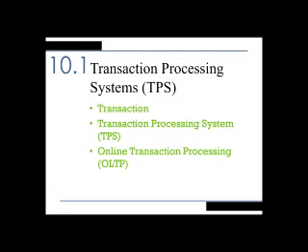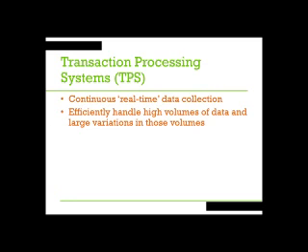So the first thing is transaction processing systems, abbreviated TPS. It's really very simple. You have a transaction, the system processes it, and sometimes you'll see the term OLTP, for online transaction processing. Some of the things that TPS systems allow us to do is real-time data collection. The transaction occurs, it's immediately logged into the system so we can see what's happening right at the moment. And it can handle large volumes of data.